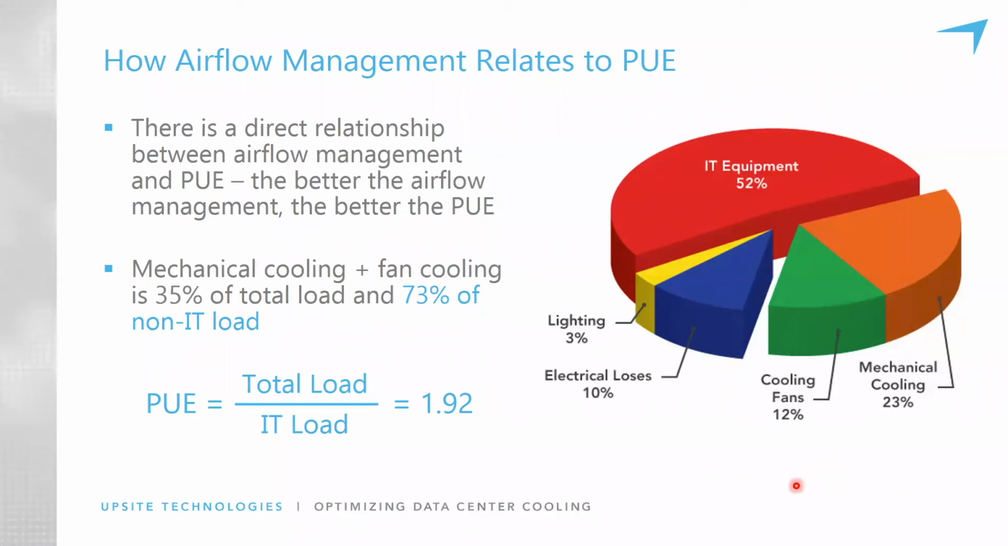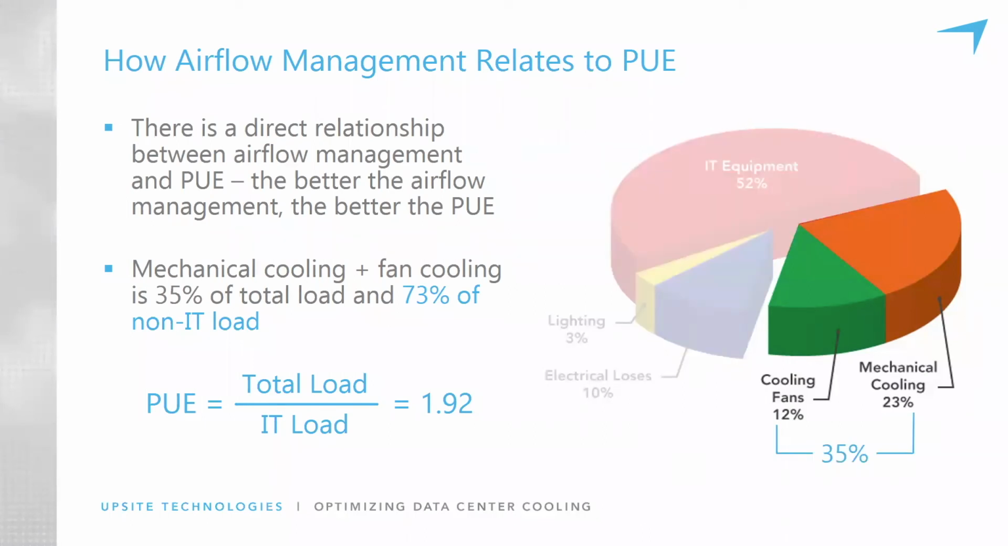When we look at how power is consumed in a data center, this pie chart represents all the power consumed, the total load of the entire data center. And PUE is simply taking the total load and dividing it by the IT load, the power going to the IT equipment. And for this example, we have a PUE of 2. The IT equipment represents about half the load, so the total divided by half gets you to a PUE of about 2.